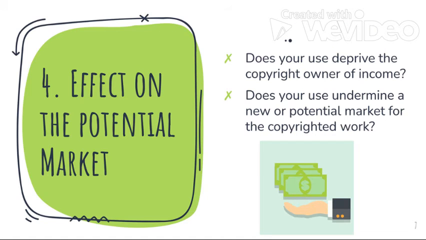The final factor is the effect on the potential market. The question you should ask yourself is, does your use deprive the copyright owner of income, or does your use undermine a new or potential market for the copyrighted work? In other words, is what you're making going to affect the person that owns it from making a living, or the company that produces it from potentially creating more or making a profit?